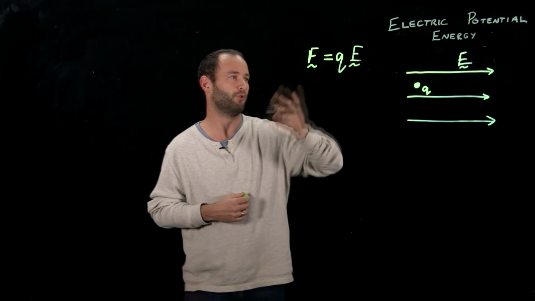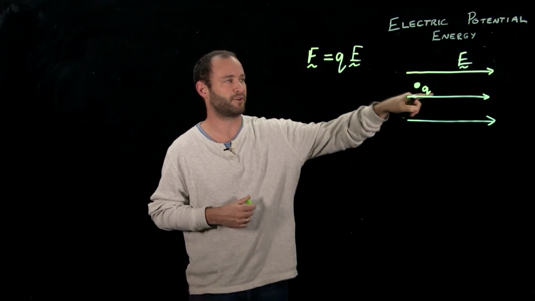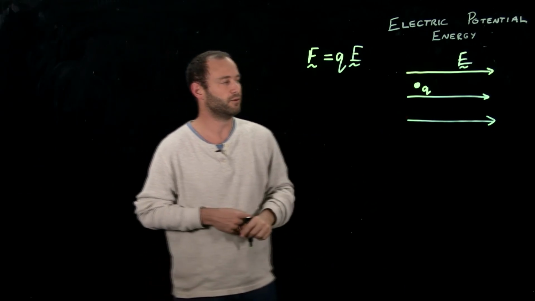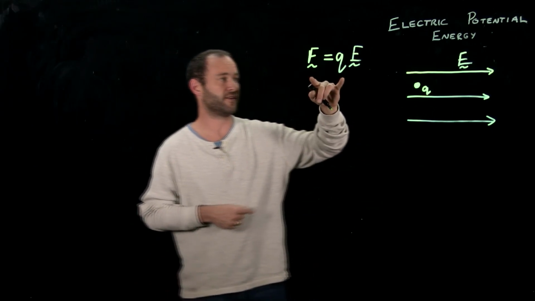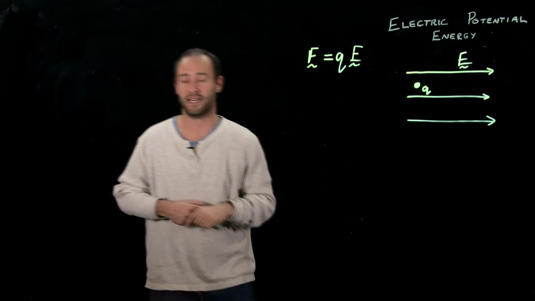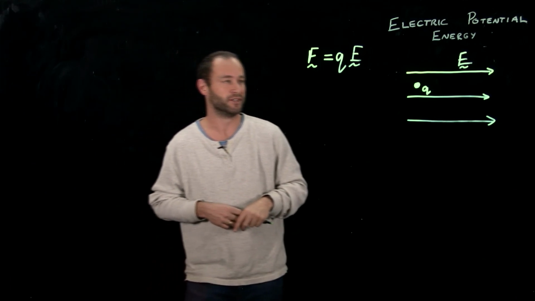So in other words, the force is in exactly the same direction as the electric field vector if Q is positive. Of course, if Q is a negatively charged particle, then you find that these two things are anti-parallel and the force will be on this particle going in the other direction. And this is something that's going to come up in just a second.